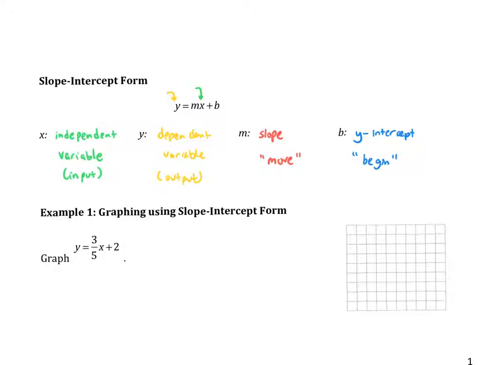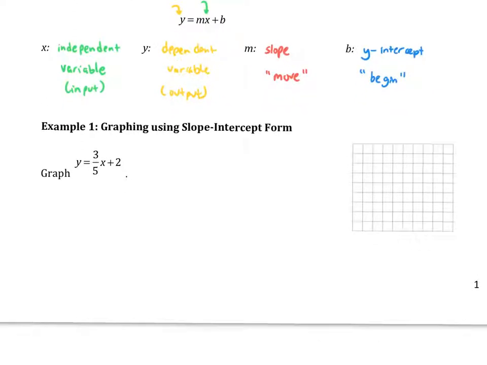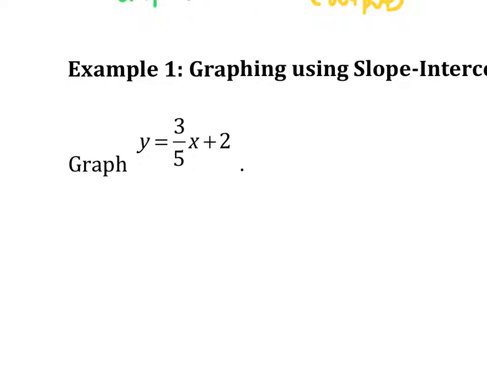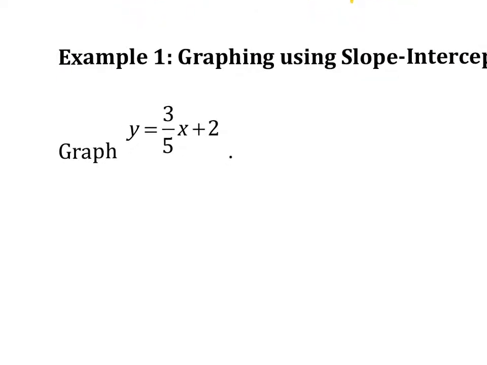So that brings us right here to graphing using slope-intercept form. So we're going to graph y equals positive 3/5 x plus 2. Our first thing to identify is where to begin. What is our beginning point? Well, we recognize that b, our y-intercept, is equal to 2.